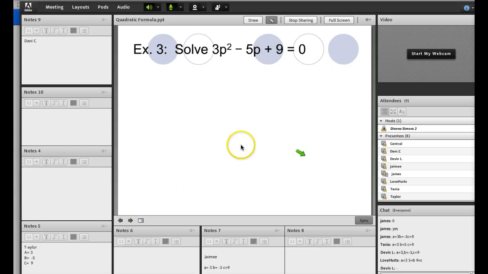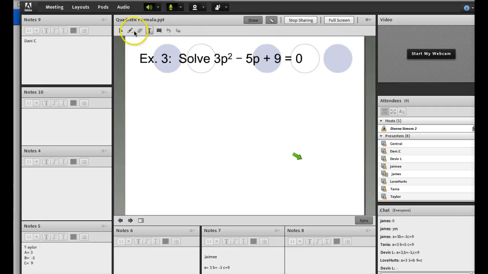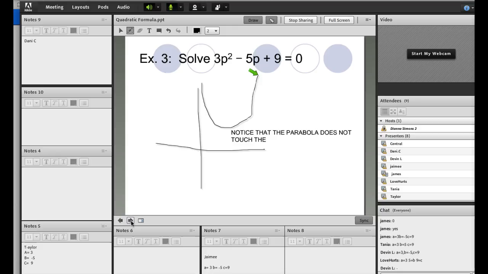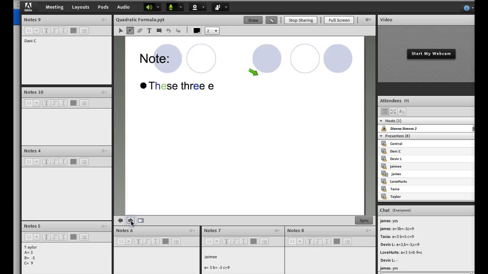And of course, you can't see this. But it would look something like this. That's supposed to be a parabola. All right. So it's above or it could be below. All right. Make sense, guys? My parabola does not touch the x-axis. Okay.